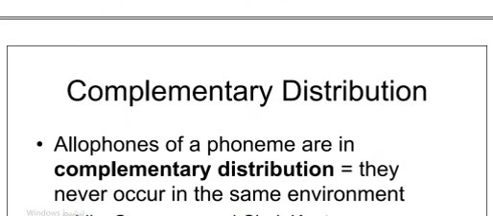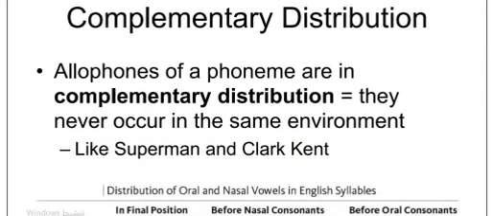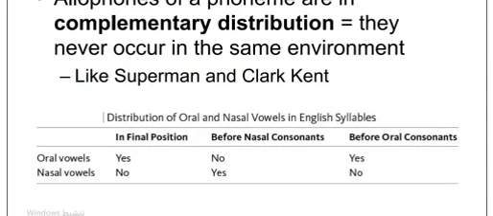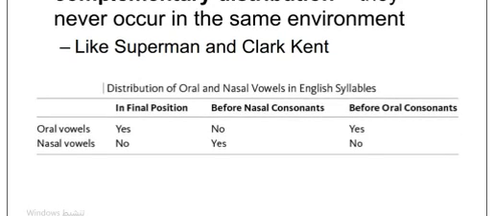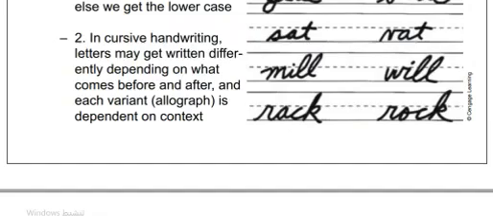And let's continue to talk about complementary distribution. Allophones of a phoneme are in complementary distribution. They never occur in the same environment, like Superman and Clark Kent. So here, oral vowels: we have the final position, before a nasal consonant, before an oral. What do we mean by yes, no? We need to know this in the following slide. Let's go check out the slide.